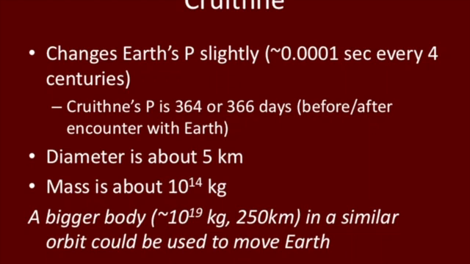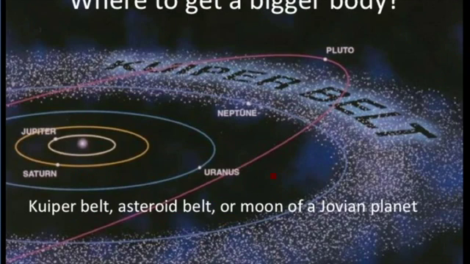It's about a 5-kilometer, 10^14 kilogram object, so something that's much bigger, like 10^19 kilogram or 250 kilometers. If we could put that in that orbit, we might be able to use that. Where would we get that from? Well, Kuiper Belt, asteroid belt, moon of a Jovian planet. It's right at about the border between things that are round and things that aren't round, so it's a pretty big object, but there's a lot of those out there, especially in the Kuiper Belt.